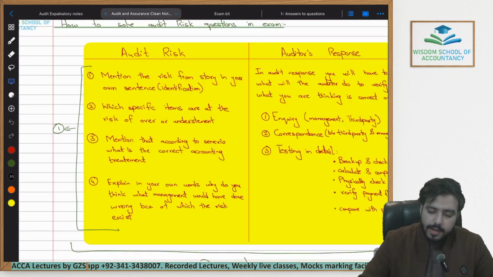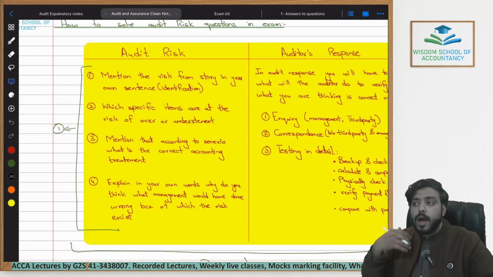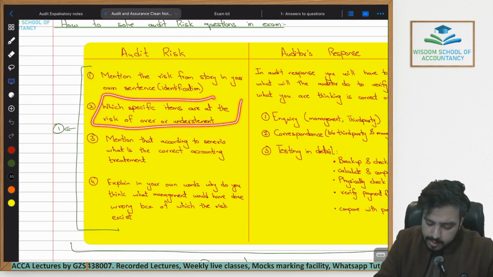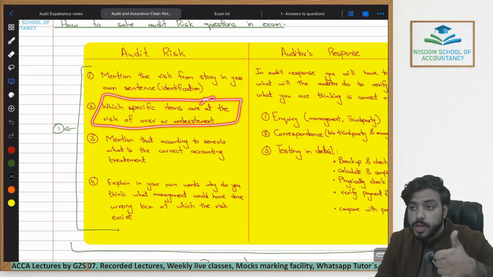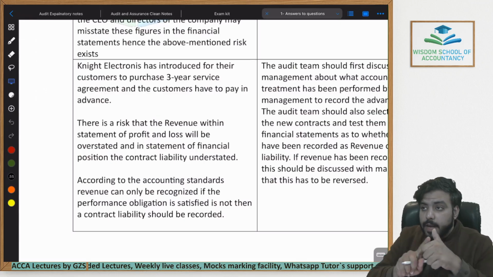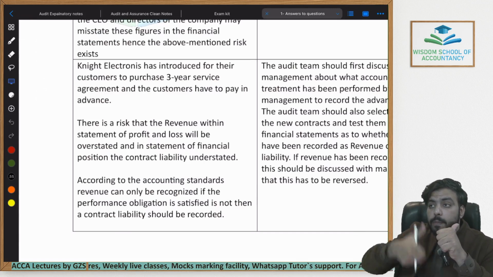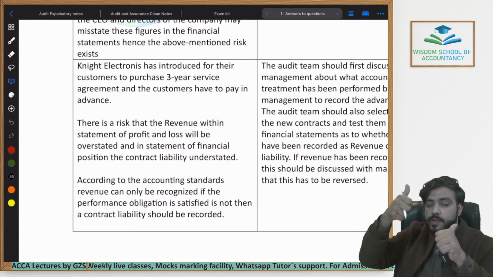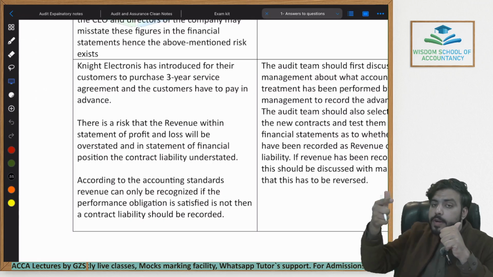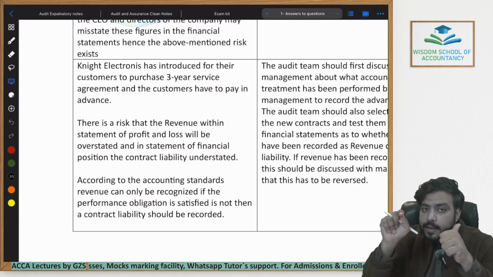The next paragraph is specifically after I have understood what the risk is in this case. Now I have to explain, in the next paragraph, what are the things which have a risk of overstatement or understatement. In this case, the risk is that management would have recorded all of this as revenue, whereas it shouldn't have done that. So revenue is at risk of overstatement. They should have recorded all of it as a contract liability. They may not have done that. So contract liability is at risk of understatement.